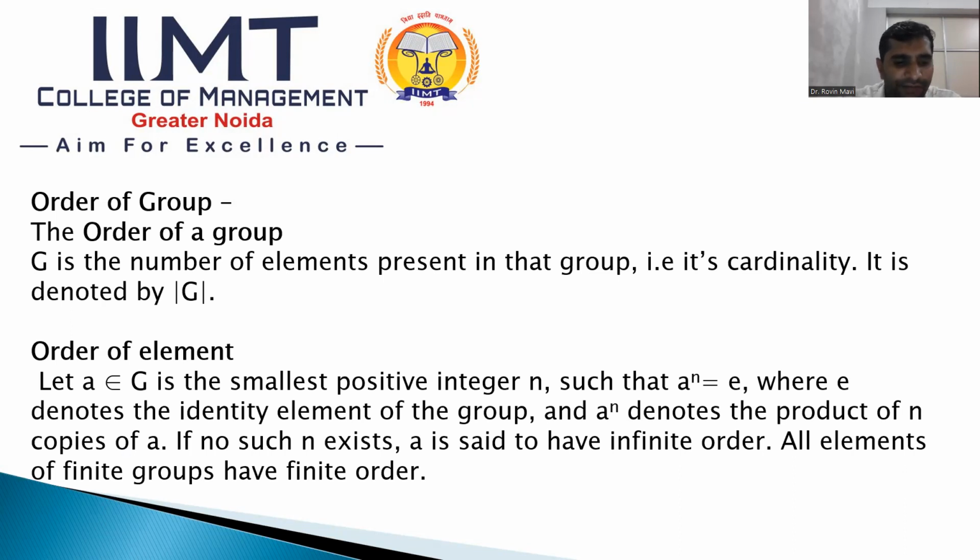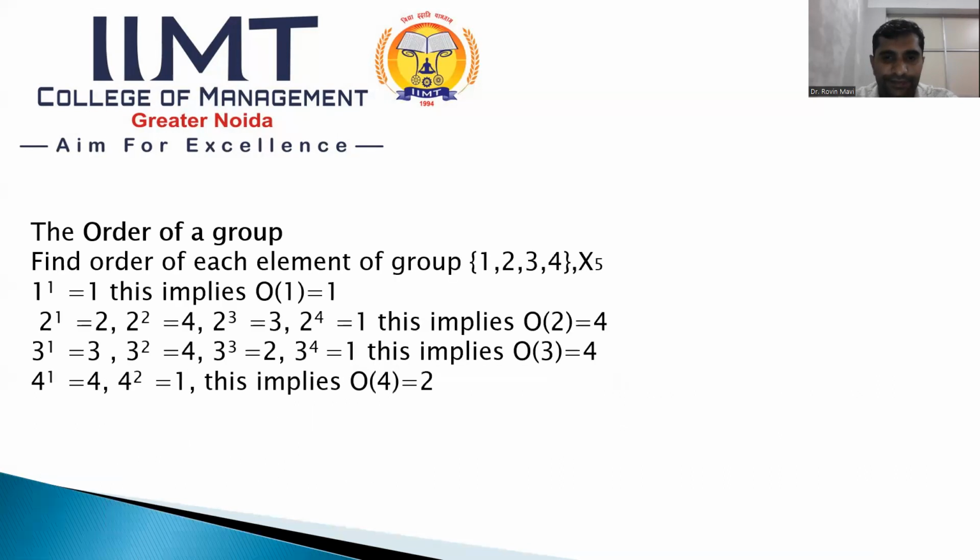If A is an element of finite order, then the least positive integer n such that A^n is equal to E is called the order of A and is denoted by order of A. The order of a group. Find the order of each element of the group G = {1, 2, 3, 4} under multiplication modulo 5, which is a group.